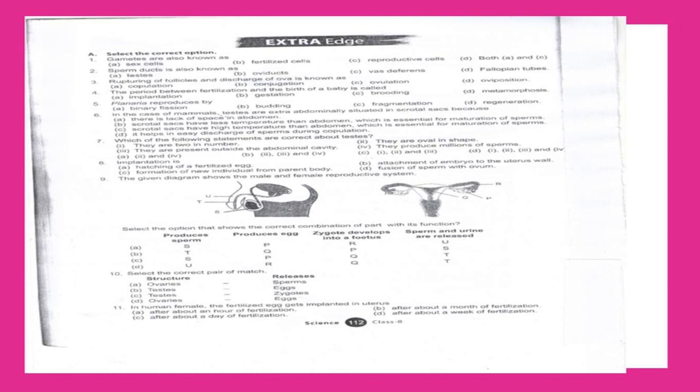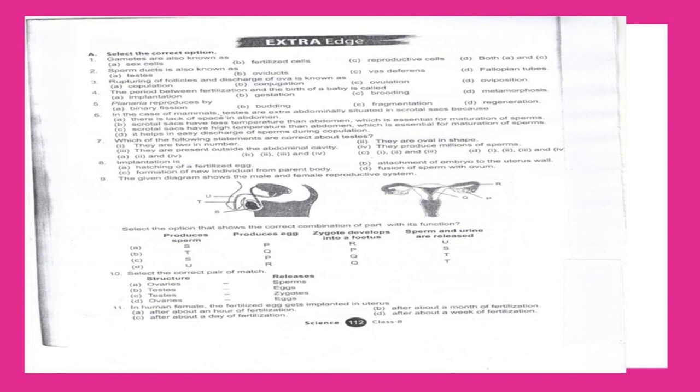Then question 7. Which of the following statements are true about the testes? They are 2 in number. They are oval in shape. They are present outside the abdominal cavity. They produce millions of sperm. Everything is correct, so the answer is 1, 2, 3, 4. D option. Question 8. The implantation is attachment of embryo to the uterine wall. Right?